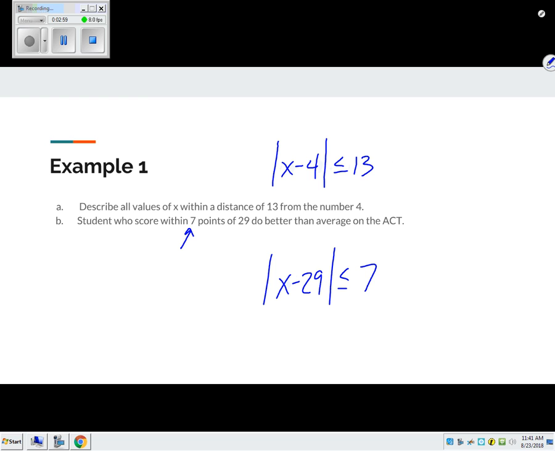So for instance, suppose someone makes a 25 on the ACT and they want to know whether or not they did better than average. What they can do is plug in a 25 right here for this x. Well, 25 minus 29 is -4. If I take the absolute value of -4, that's just 4. 4 is less than 7. So from what this problem says, yes, they did do better than average on the ACT test.